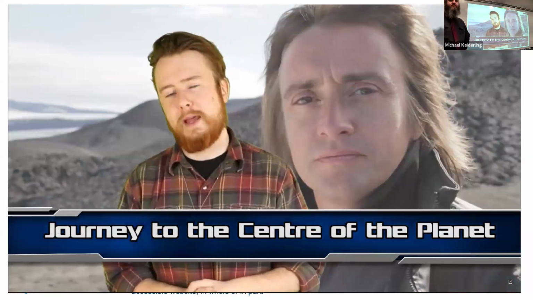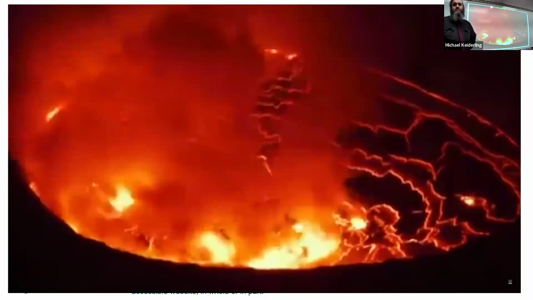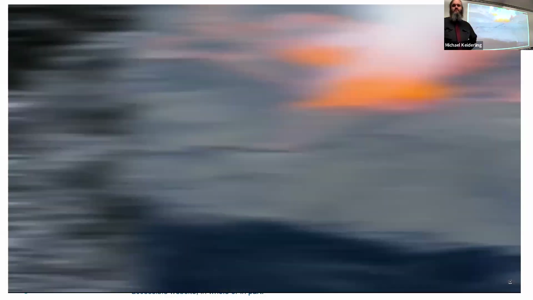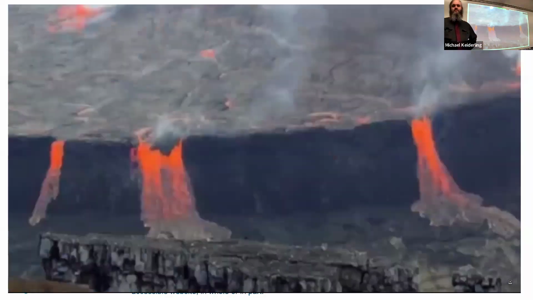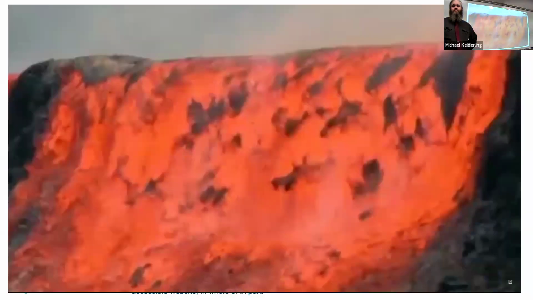Okay, moving on to the number 3 spot now, we have Journey to the Center of the Planet. This clip comes from a BBC documentary of that name, where a scientist in a protective suit ventures to the edge of a volcano's lava lake in order to try and get a sample. Things get a little bit too close for comfort when the lake starts to erupt over the edge, spilling lava everywhere. The scientist has just enough time to get out before lava flows where he was stood just minutes before.